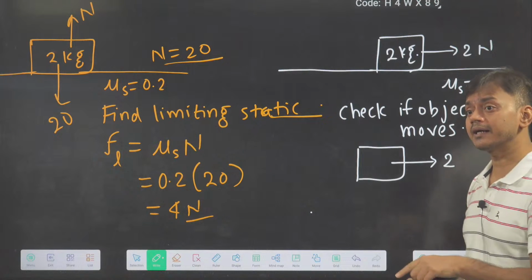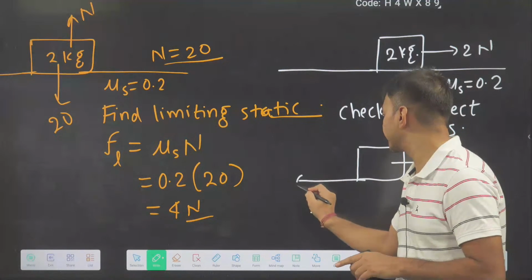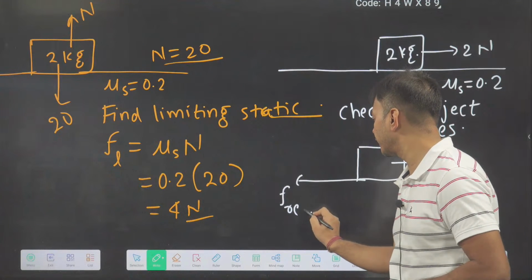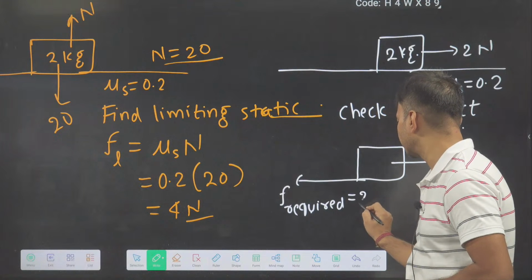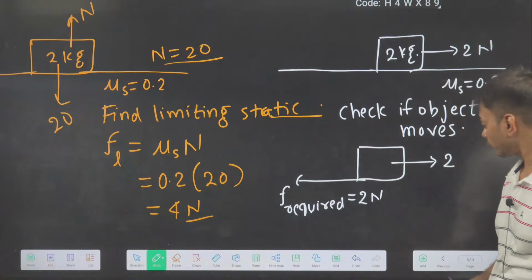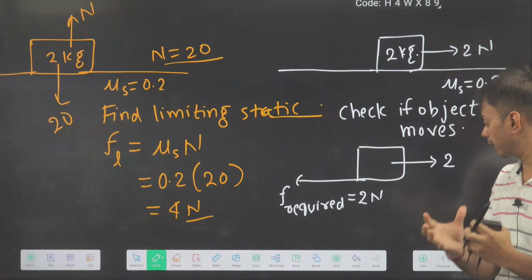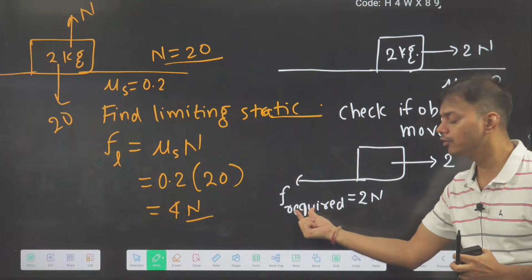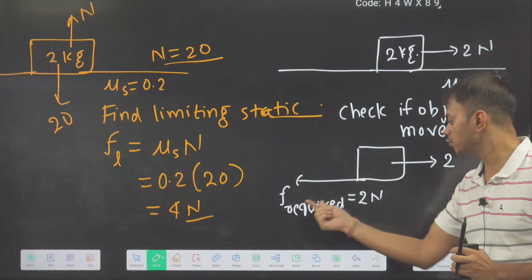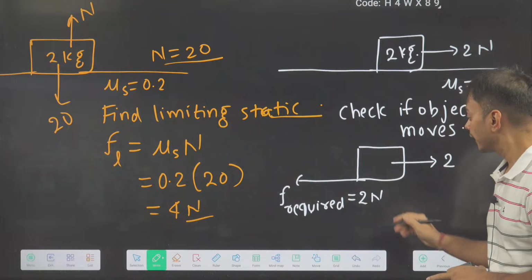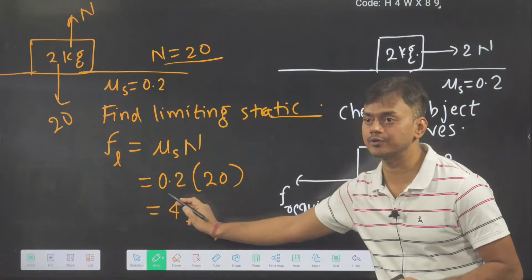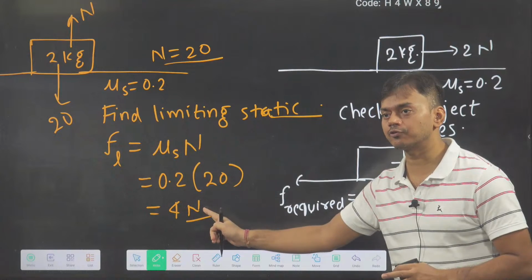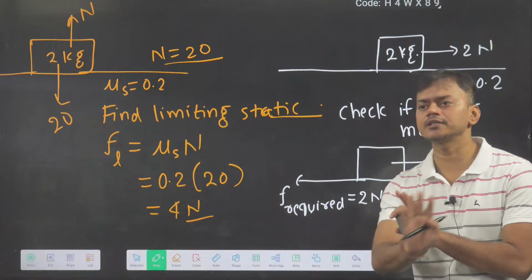To stop the tendency, what is the requirement from mechanics? What is the required value to stop the motion? 2 Newton. Physics demands that friction should assume 2 Newton. Now check, can friction assume 2 Newton? Definitely it can, because the maximum value is 4. Maximum value of 4 means below 4 it can achieve any value.